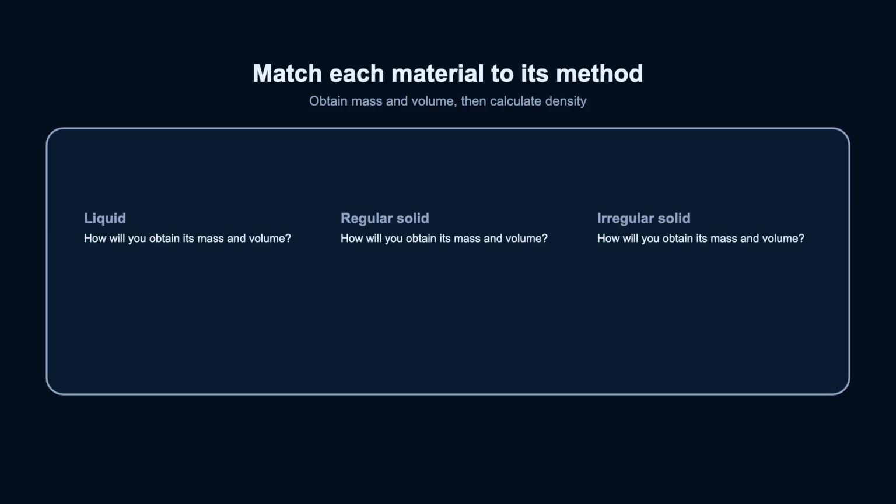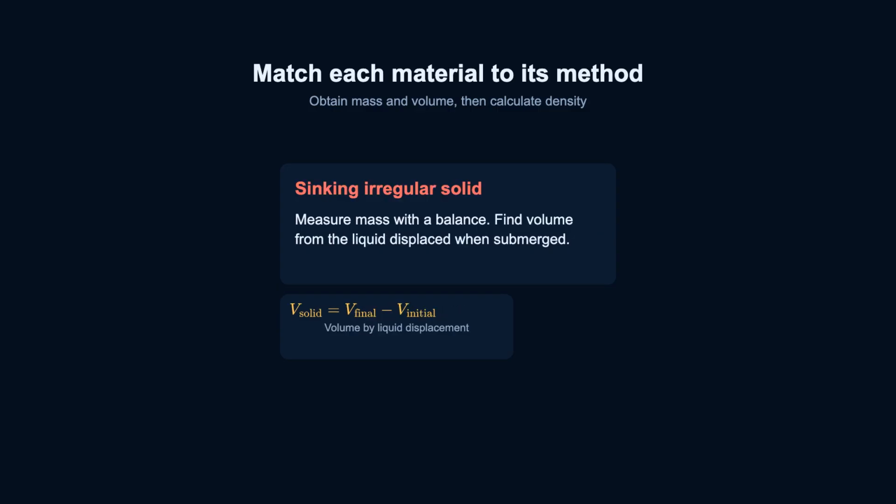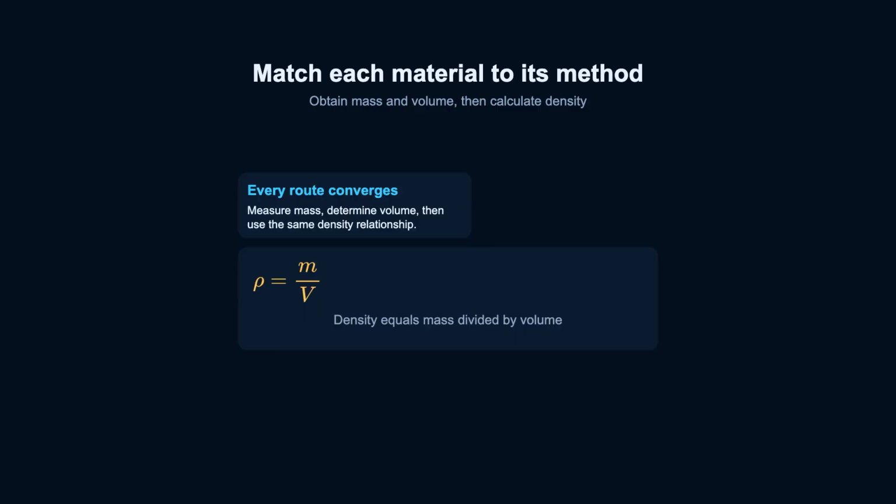How do you obtain mass and volume for a liquid, a regular solid, and a sinking irregular solid? Pause and retrieve all three. For the liquid, find the liquid's mass and measure its volume. For the regular solid, measure mass and calculate volume from the shape. For the irregular solid, measure mass and find volume by liquid displacement. Every route finishes with rho equals m divided by V.